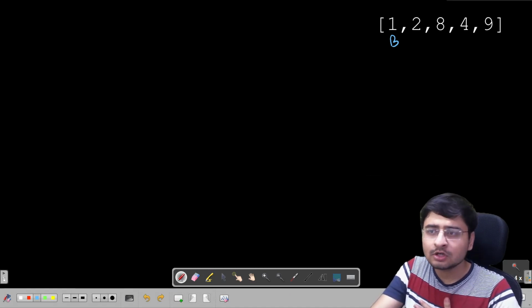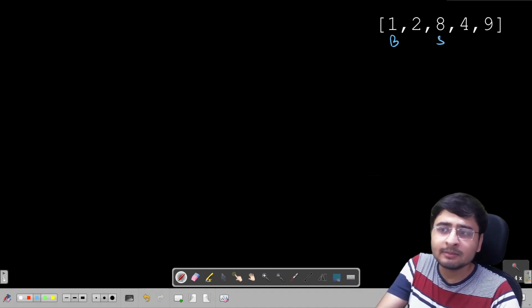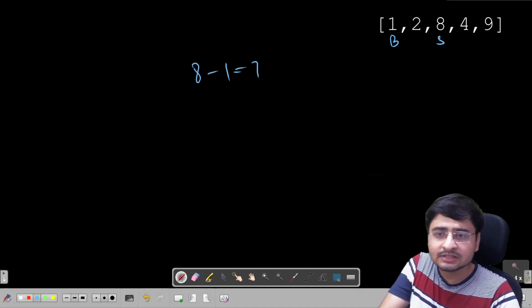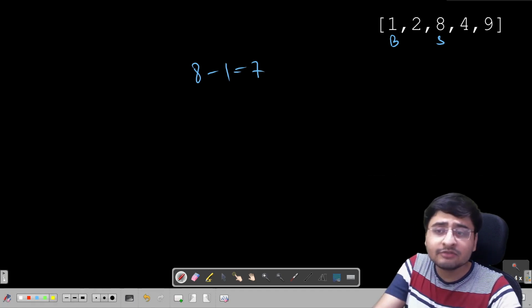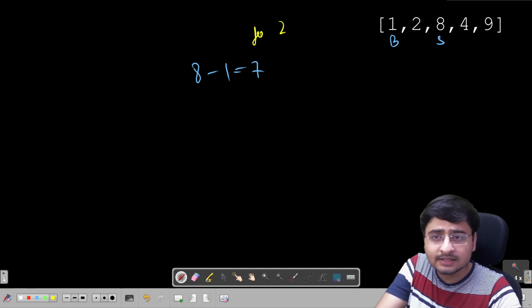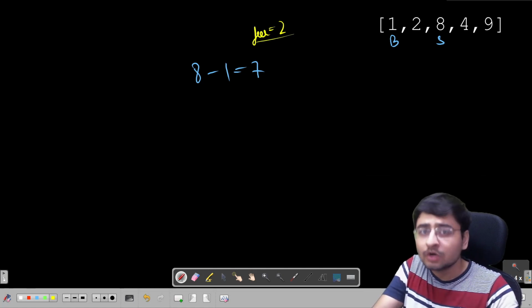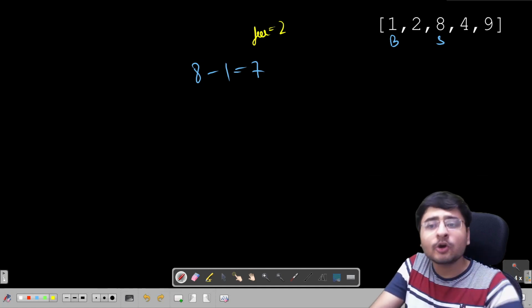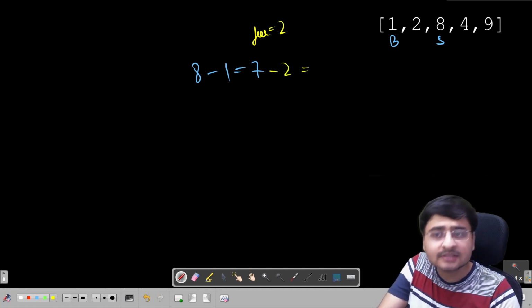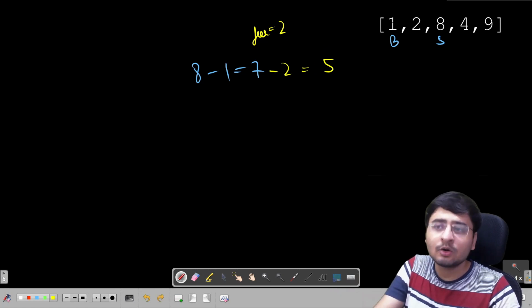So I am having this stock. On the 8th day, I'm going to sell this stock. What is the profit I made? I made a profit of 8 minus 1, which is 7. This is the whole transaction. But let's say the transaction fee is 2. After the whole transaction is completed, what comes to my pocket is 7 minus the transaction fee, which is 5. This is what I'm actually going to gain out of this transaction.